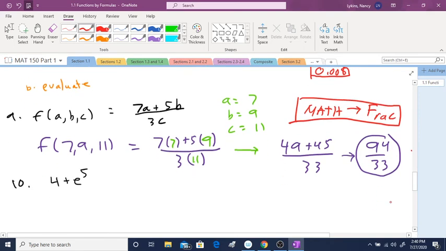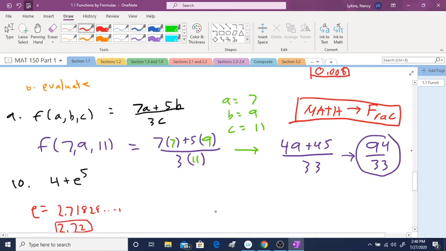The next, I've got number 10. It's 4 plus e to the fifth. Now, e is one of these special symbols. It's almost like the pi symbol. e is technically a value. e is technically 2.71828 and some numbers behind it. A lot of times you'll see people use, which I've seen before, 2.72. They just round that 1 to a 2.